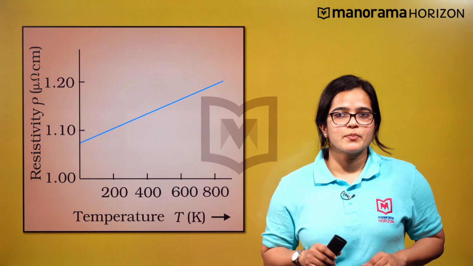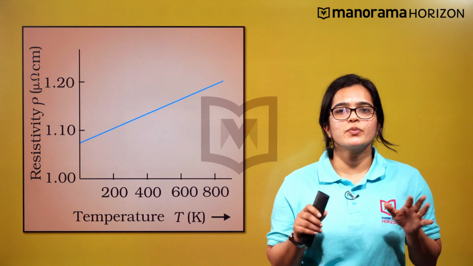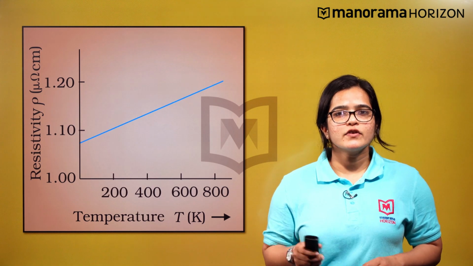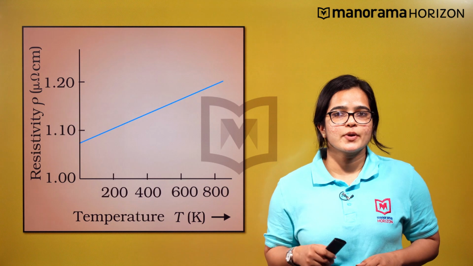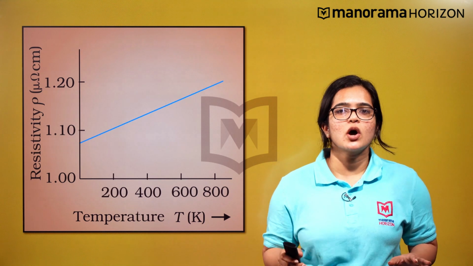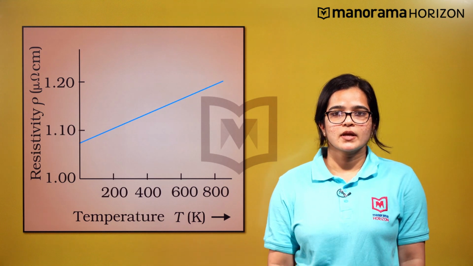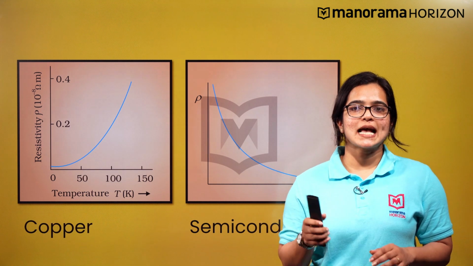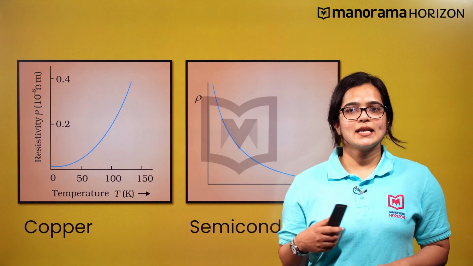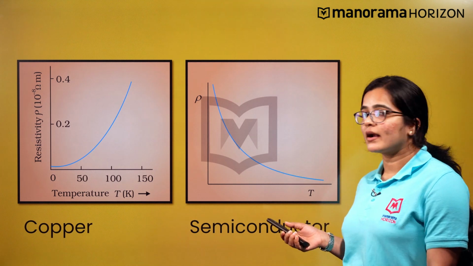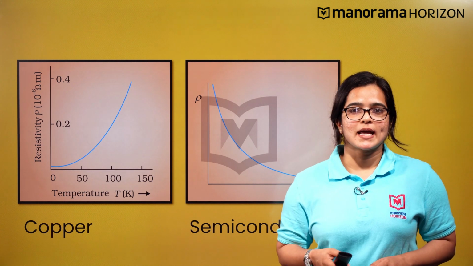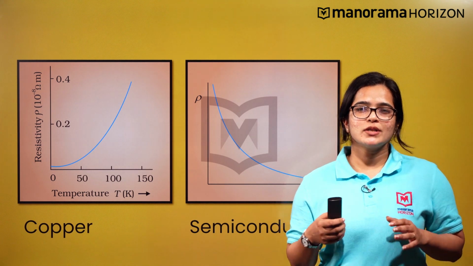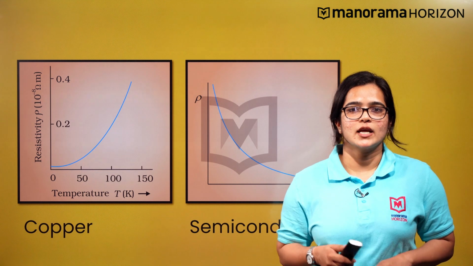Also, there is a range of temperature for which the relationship will remain linear, but not for all metals. And beyond this temperature range, the equation is no longer very useful. Examples of this are copper, which has a non-linear behavior in its resistivity, and semiconductors, which also display an inverse relationship to the temperature rather than a linear one.